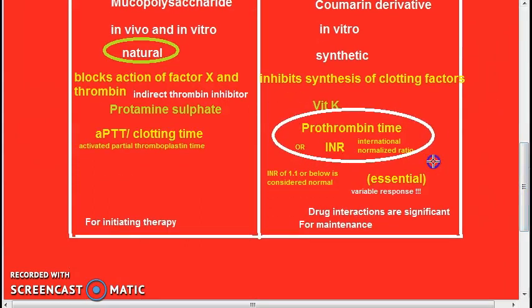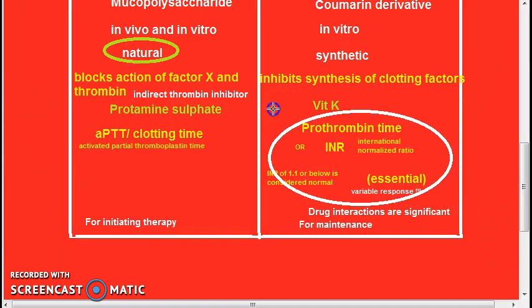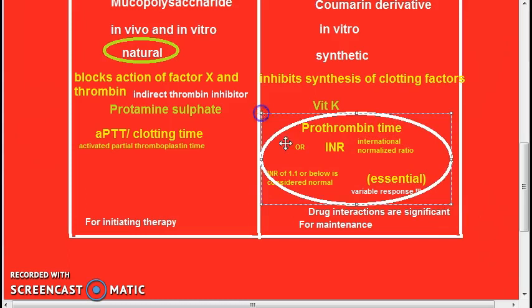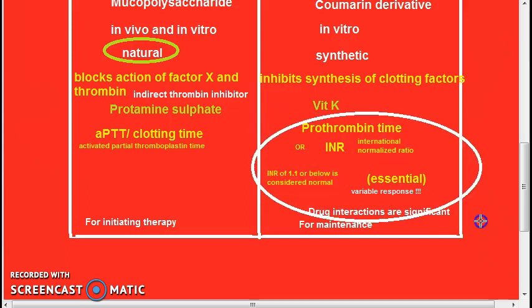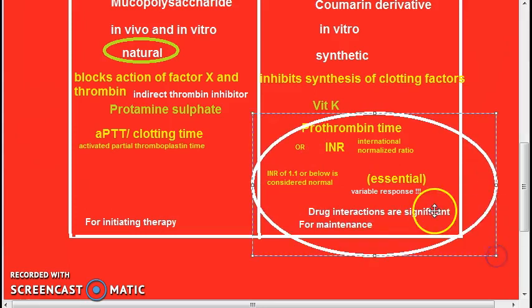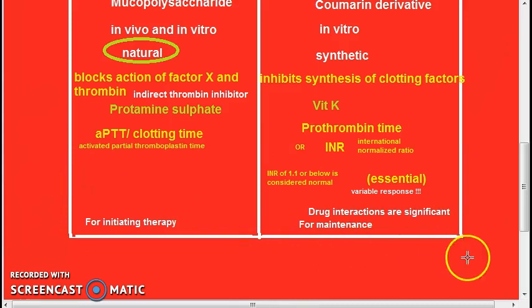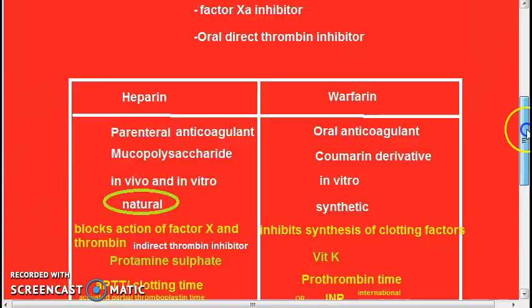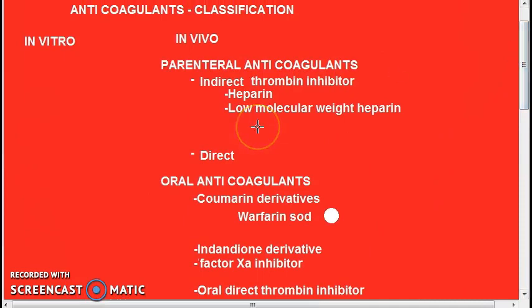Prothrombin time you have to monitor, very essential. INR or prothrombin time you have to monitor for warfarin because warfarin has a variable response. It also has drug interactions which are very significant. Hence, warfarin is given only as a maintenance dose. For initiating therapy, you can use heparin. Okay. In the next video, let us continue.